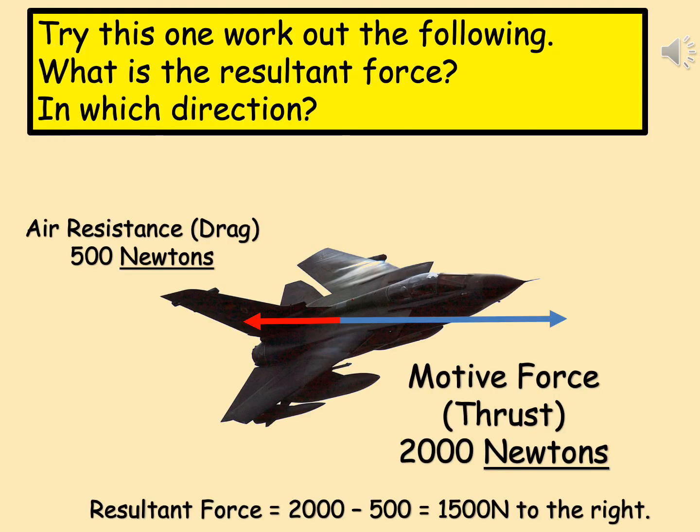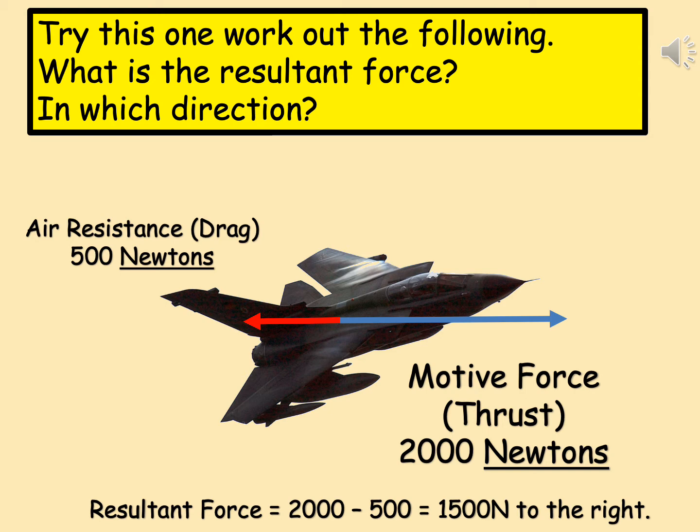Okay, so now it's time to have a go at a harder question, a question that's more likely for you to see in your exam. So down below here we have a plane, or a fighter jet, whatever you want to call it. Now the motive force, the driving force, the pushing force that's pushing it forward, the thrust, is 2000 newtons, and the air resistance or the drag on that fighter jet is 500 newtons. We need to work out what the resultant force is and what direction it is.